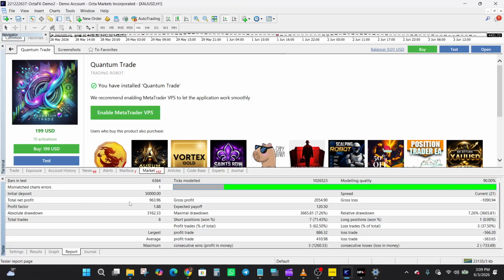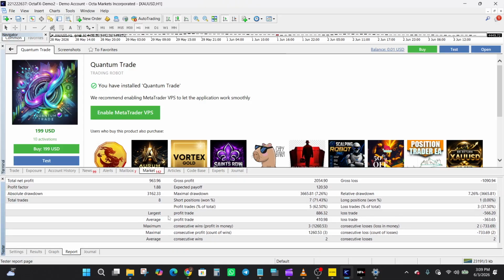From an initial deposit of $50,000, we can see that the total net profit made was $963.96. And total trades taken, we are just 8. Short positions, we are 7 with 71.43% win rate. The long positions were just 1, and it was a losing trade. Now we can see that the largest profit made was $886.32. The largest loss was $566.2. The average profit was $410.98, and the average loss $363.65.